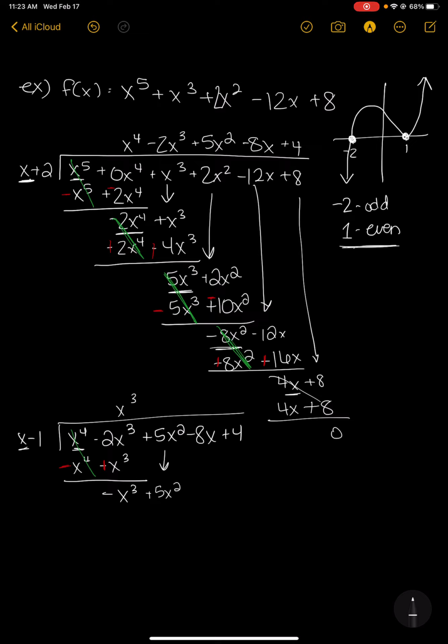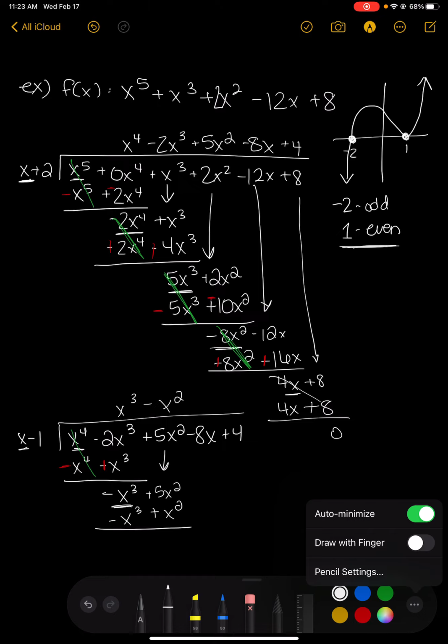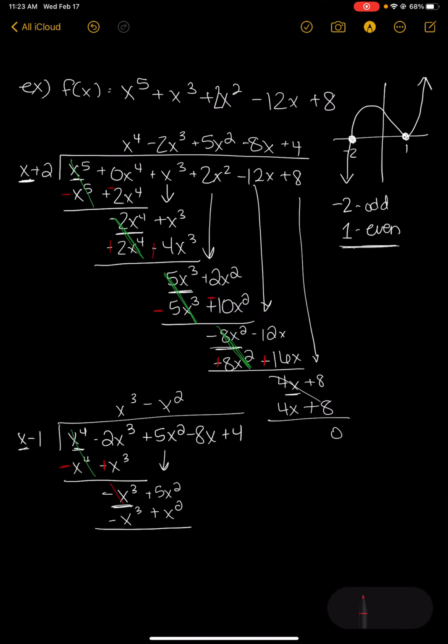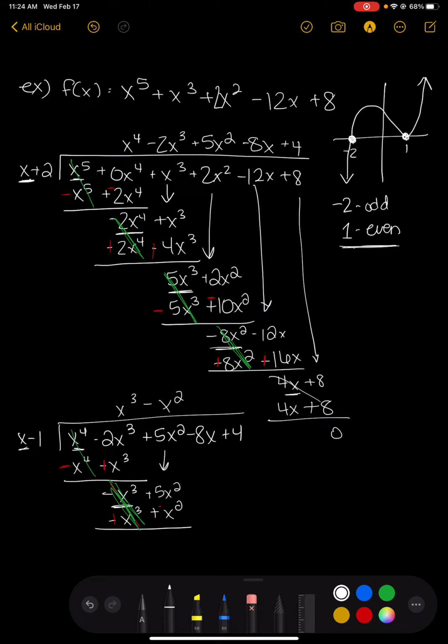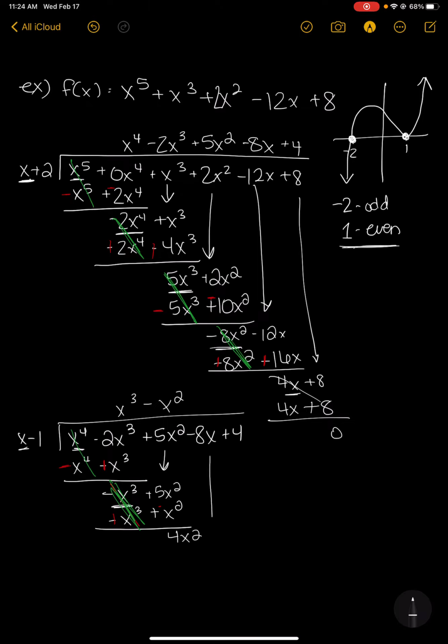All right, x times what gives me a -x cubed? That would be a -x squared. X squared times x gives me x cubed. Negative x squared times a -1 gives me a positive x squared. Draw my line and subtract. My first term cancels out. And we've got 5x squared minus x squared gives me a positive 4x squared. Bring my minus 8x down.